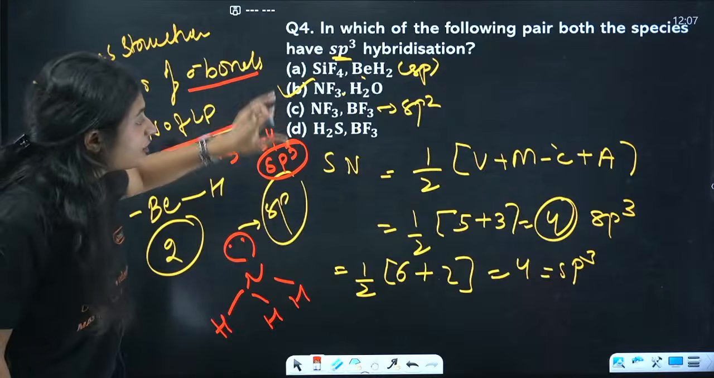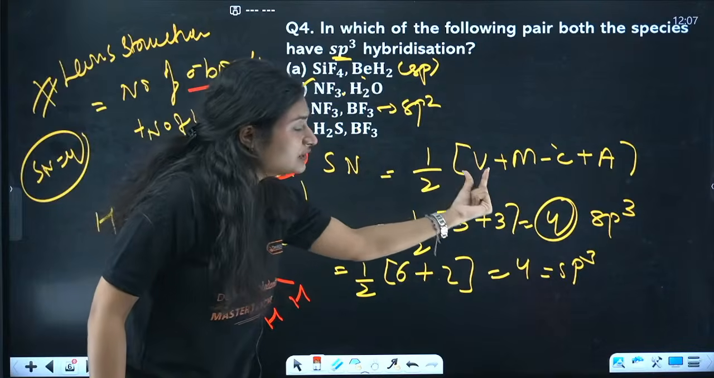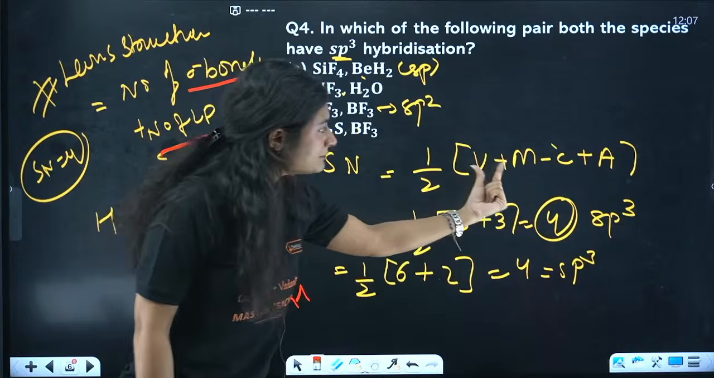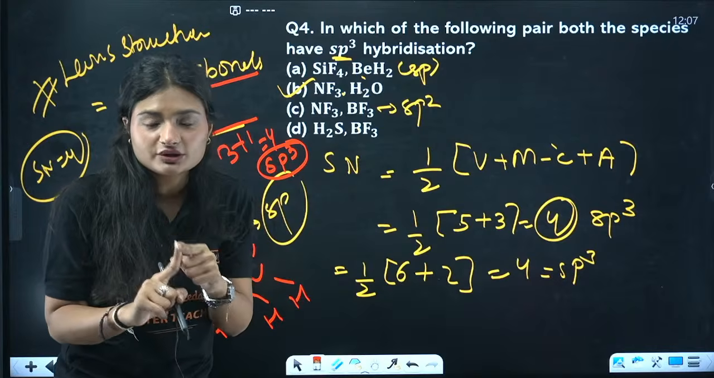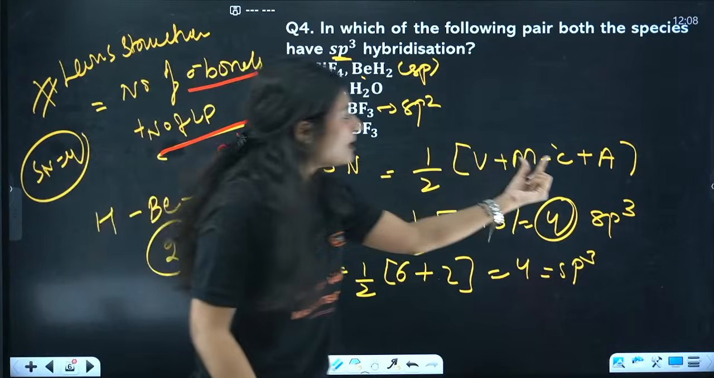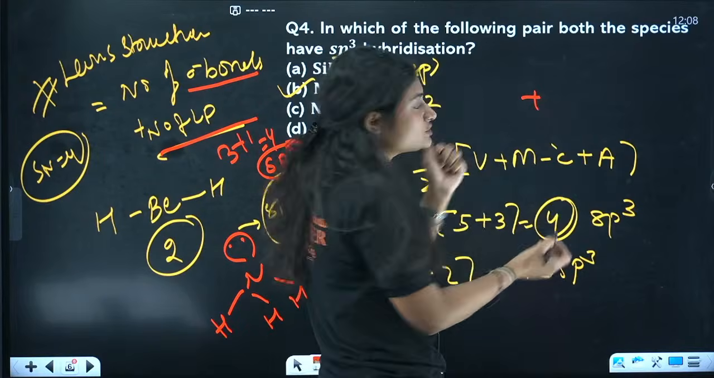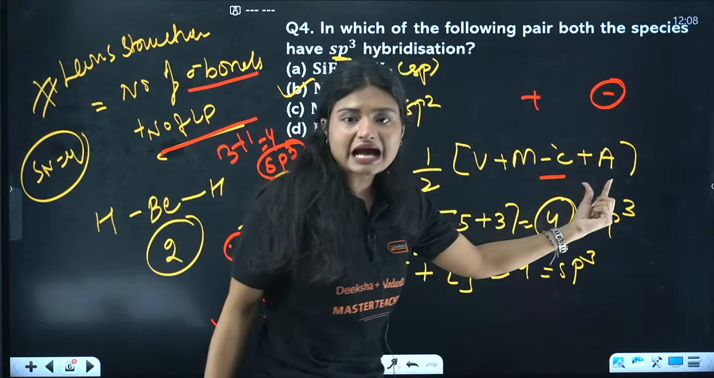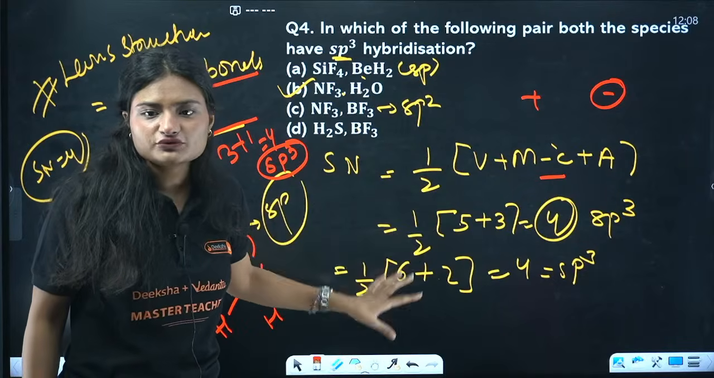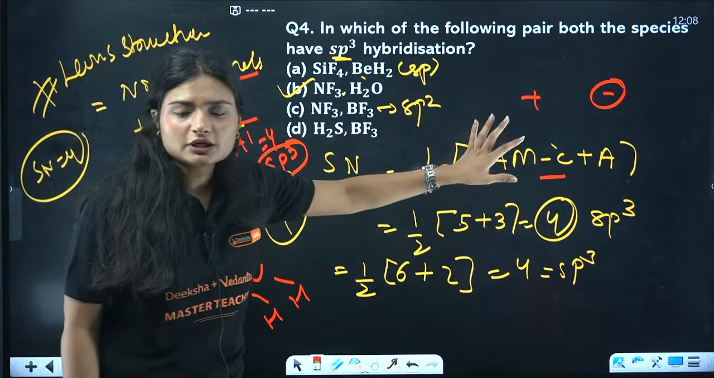Now, one more method is there, just for some of you if you want to use it. It is half the number of valence electrons of that atom plus the number of monovalent atoms, meaning atoms with valency 1 that form only one bond, minus the charge of the cation. If you have a plus charge, that means cation, so you subtract it, and if you have a negative anion charge, you add it. This will also give you the steric number. In this formula, you don't have to remember the structure.